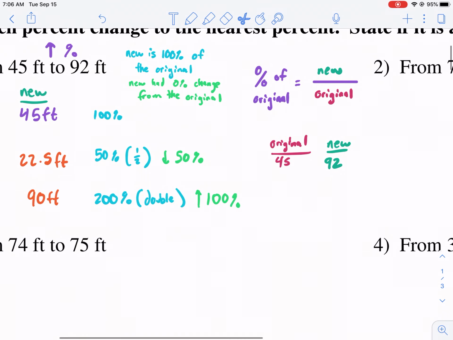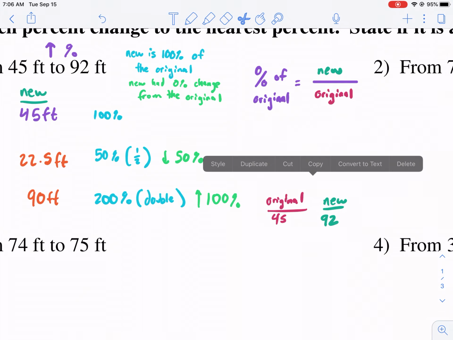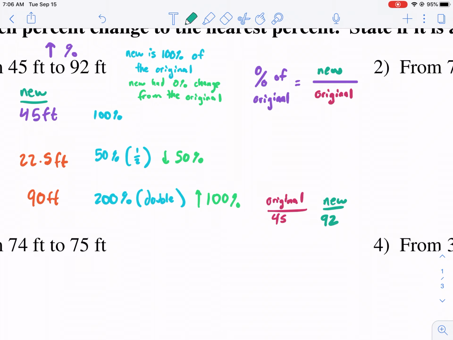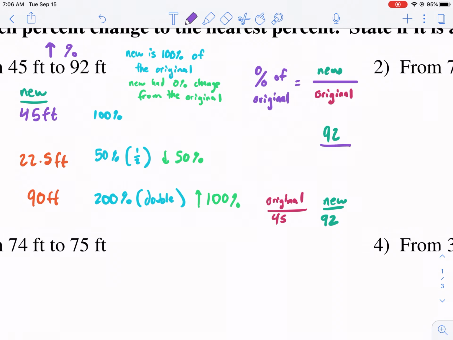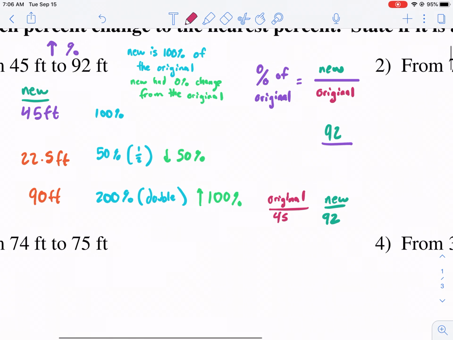So in this case, we're going to take 92. That's the new. We're going to divide by the original, 45, that's right. And that will tell us what percentage. This will not tell us the percent change. This will tell us the percentage of the original.